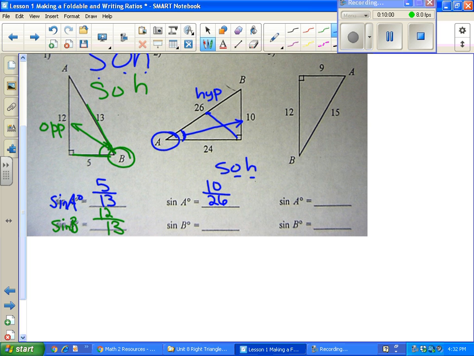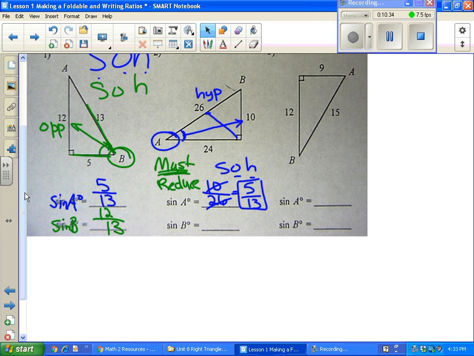Now, I want you to understand that if you can, you must reduce. So if possible, you must reduce a fraction. 2 will go into 10 5 times, and 2 will go into 26 13 times. The final ratio for sine of A from the new triangle is 5/13. It's actually the same as the first one. This triangle is twice as big as the other one, but it still has the same basic ratio when you break it down.